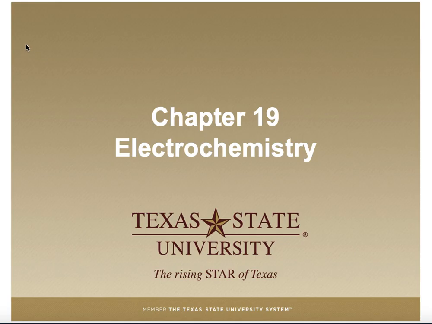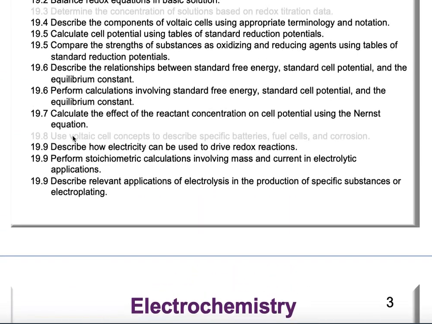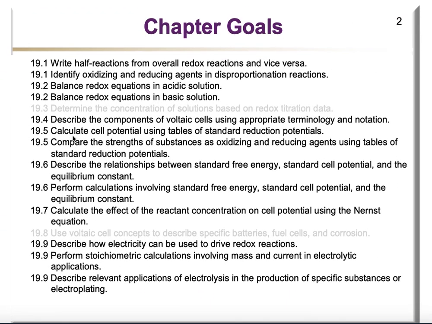In these videos, I'm going to be talking about chapter 19, which deals with electrochemistry. To begin with, I have put together a list of chapter goals. Each of the goals has to do with a specific section of the book. Notice that I have two of them that are grayed out. We will not be covering those two sections, so I do encourage you, if you're interested, to look at section 19.8, which talks about the real world applications of the chemistry that we're going to be discussing, which is going to be in the development of voltaic cells for batteries, fuel cells, and corrosion applications.